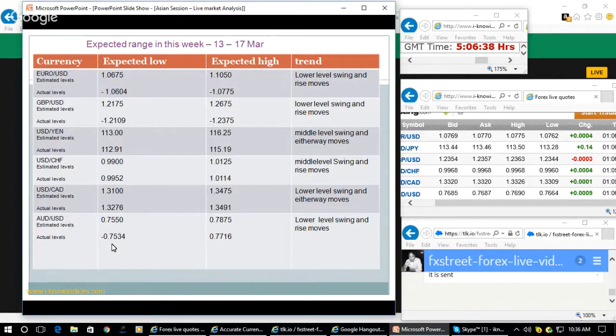Then in the case of Australian dollar, the expected low was 75.50. They came down to 75.34 and already set the high as 77.16, and they are likely to breach and go above. So in all, you have seen that the market is honoring the mathematically derived levels because the players cannot do anything else other than making specific type of moves within the limits prescribed for them.